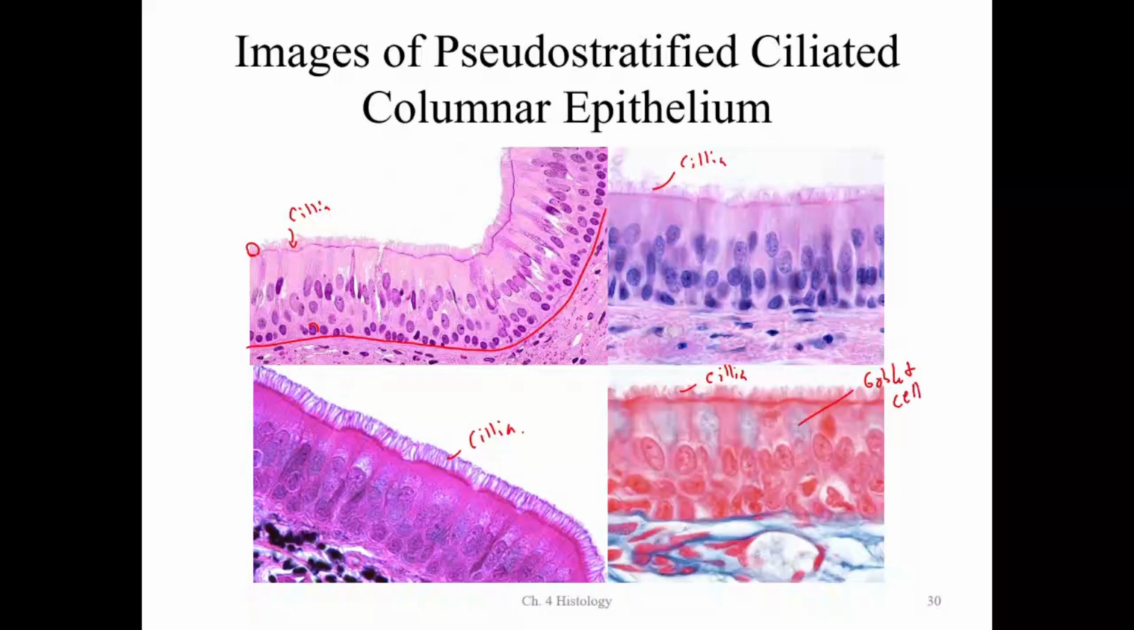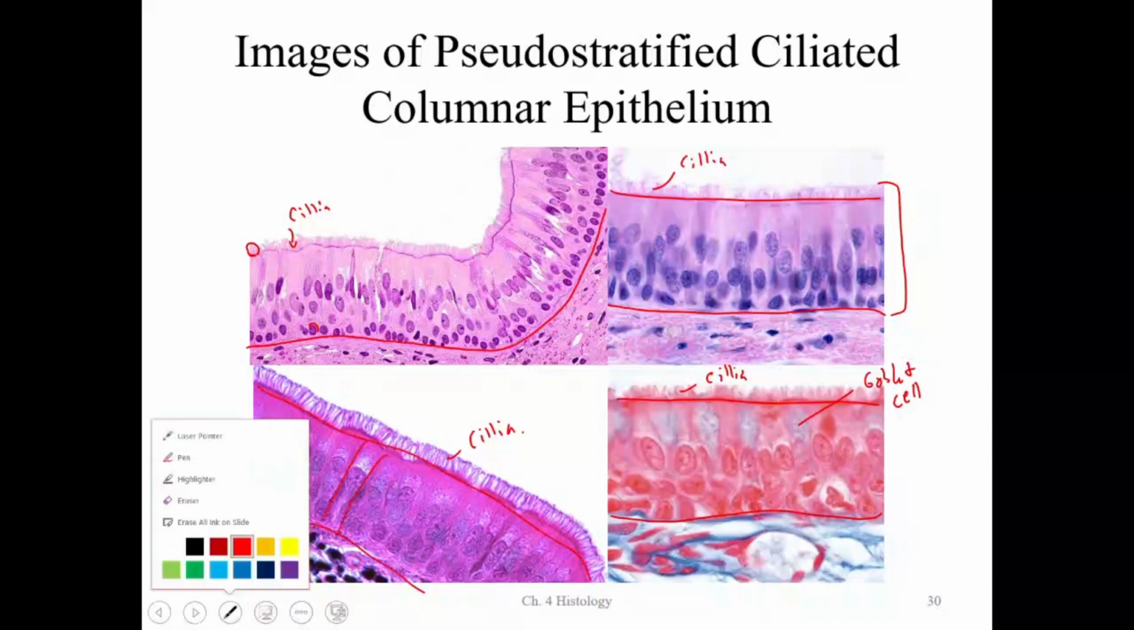Now, the cells aren't truly stratified. Though they appear to have layers, because the positions are varied, they are not truly stratified. It is falsely stratified. So you can see it doesn't fit this columnar. It is pseudostratified. Now the one that has cilia on it, that's pseudostratified.